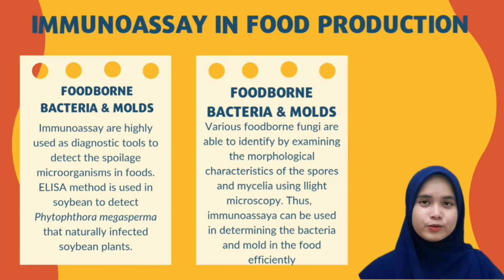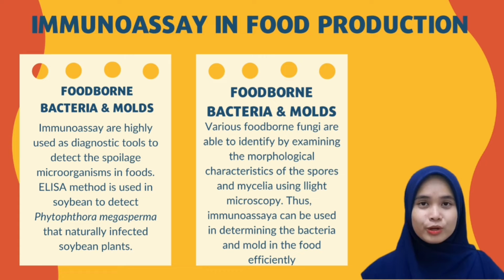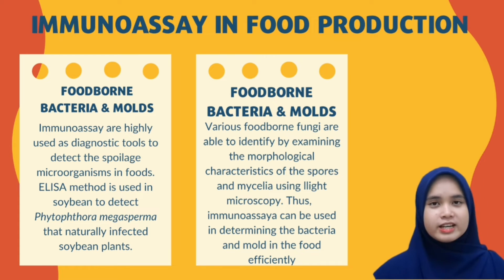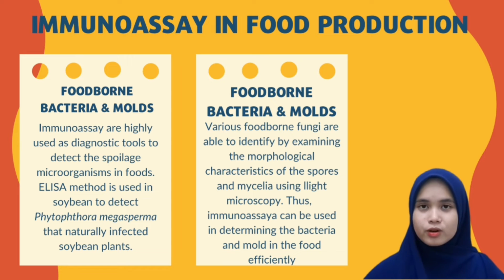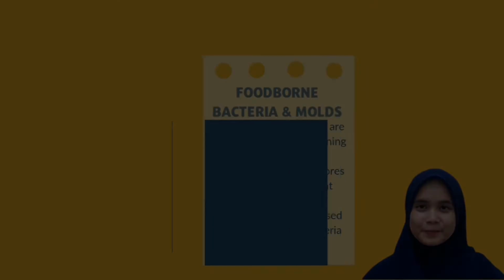Immunoassays are highly used as diagnostic tools to detect spoilage microorganisms in foods. For example, the ELISA method is used in soybean to detect Phytophthora megasperma that naturally infected soybean plants. Various foodborne fungi can be identified by examining the morphological characteristics of the spores and also the mycelia using light microscopy. Thus, immunoassay can be used in determining the bacteria and also mold in food efficiently.